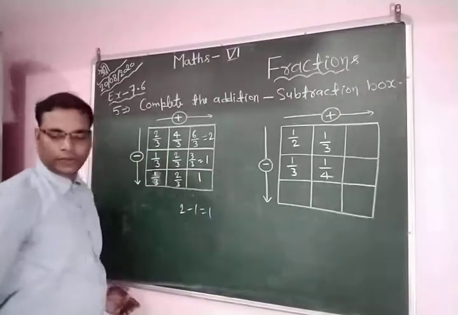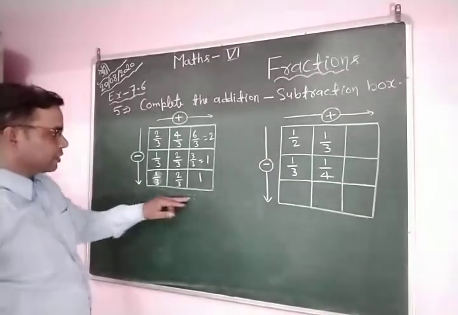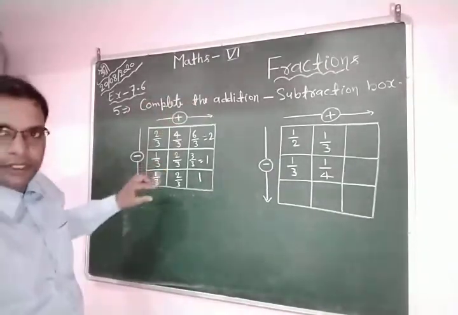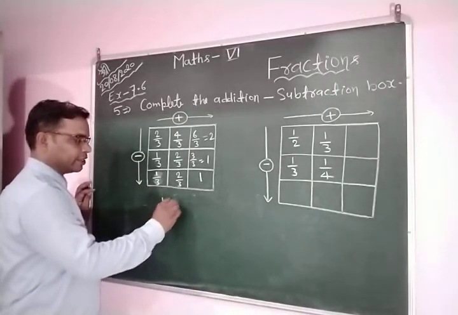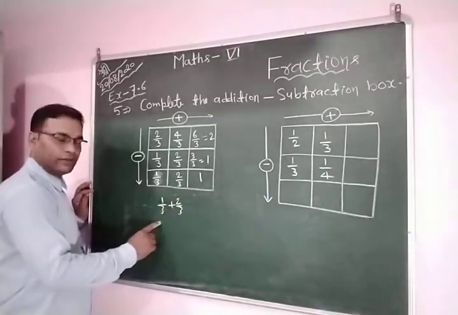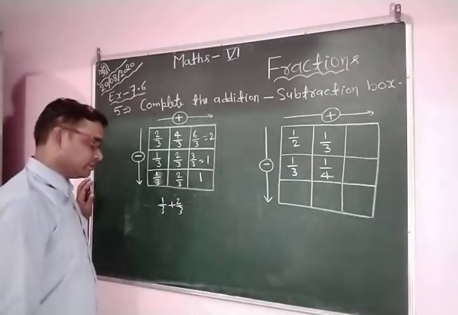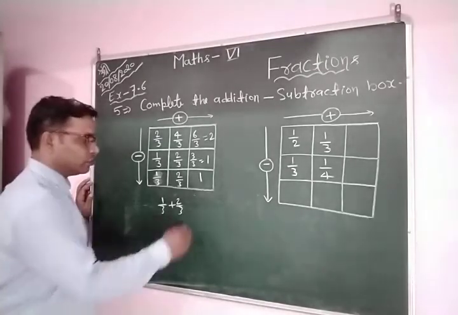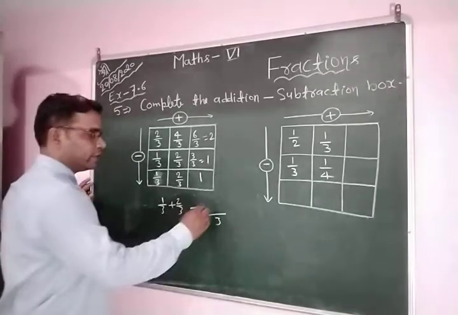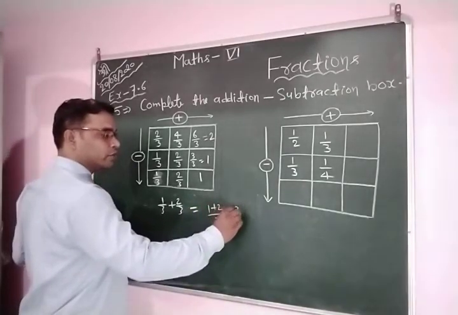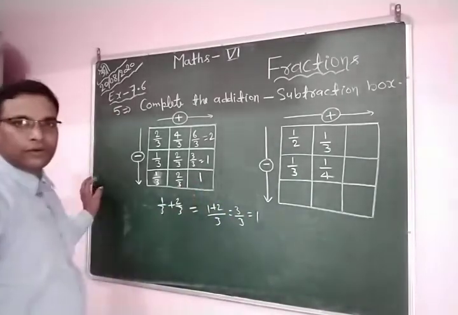You can write 1. Or if you want to fill this box through this minus, in this array, means left to right, you need to add 1 by 3 plus 2 by 3. Here you can say 1 by 3 plus 2 by 3. Both fractions are like terms, so you can write here 3, and add their numerators, 1 plus 2. 1 plus 2 is equal to 3 by 3. 3 by 3 is equal to 1. So here you write 1.